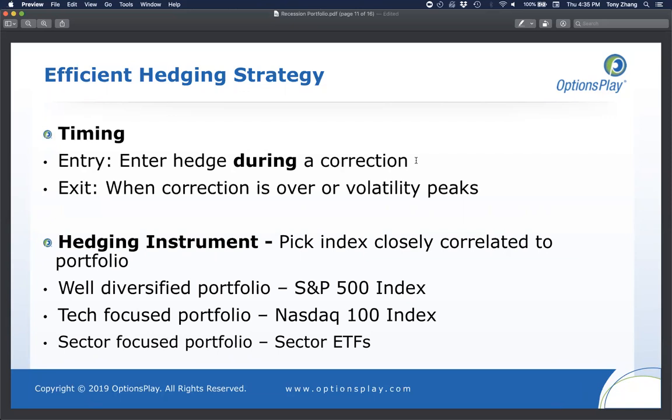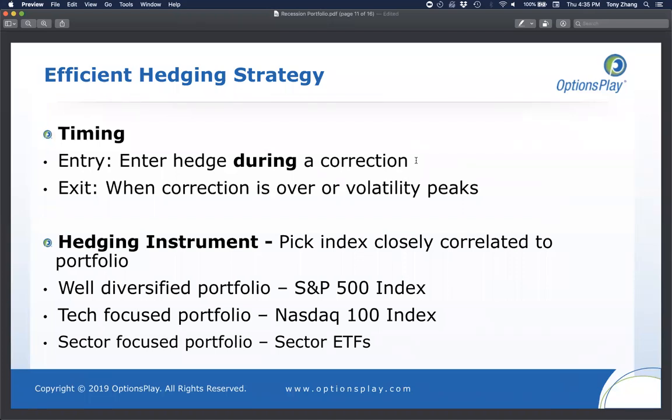Now that we've talked about when to get in and when to get out, how do you actually pick what to utilize for your hedge? This is where you want to pick some kind of index that's closely correlated to your portfolio. For those of you with a fairly well diversified and balanced portfolio, you would typically use a broad-based index like the S&P 500, which provides pretty good coverage for any well-balanced, well-diversified portfolio.